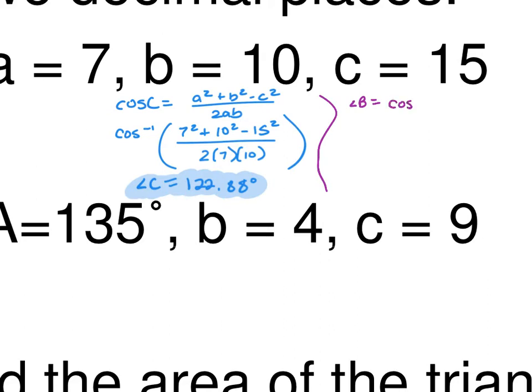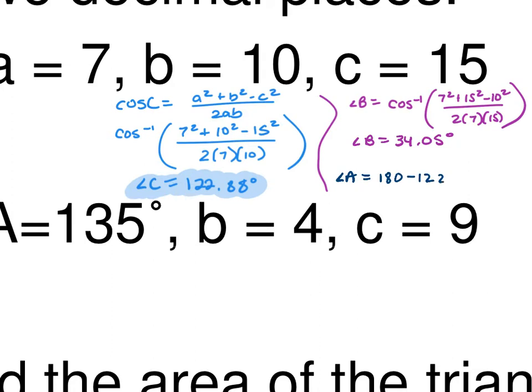So this would be cosine negative 1 of a squared plus 15 squared minus 10 squared over 2AB, no, AC, sorry. And again, second cosine, and I make sure I put my parentheses again, 7 squared plus 15 squared minus 10 squared. Close the parentheses, open again, 2 times 7 times 15. And I get angle B, 34.05 degrees.